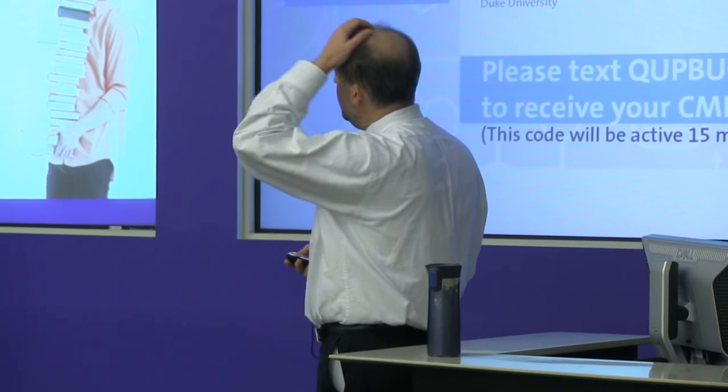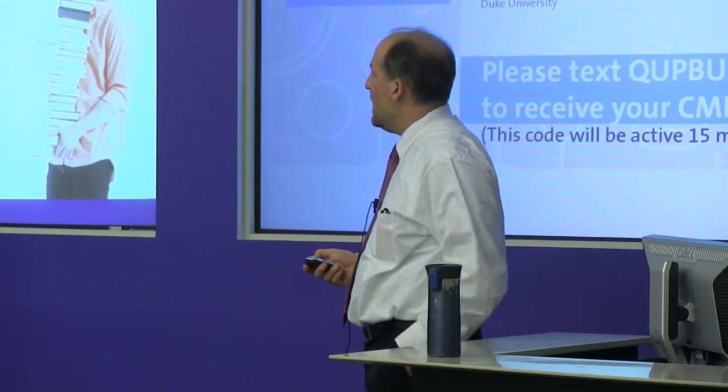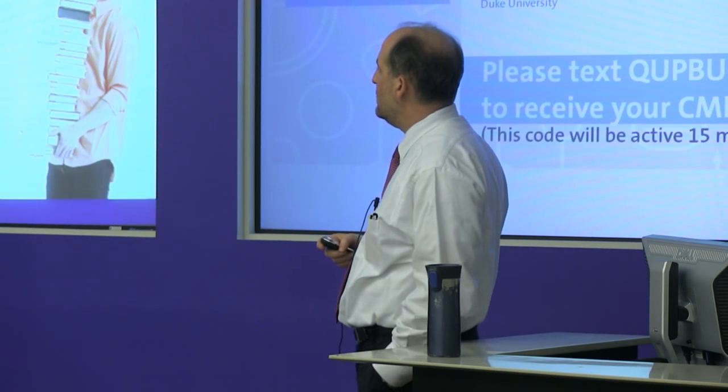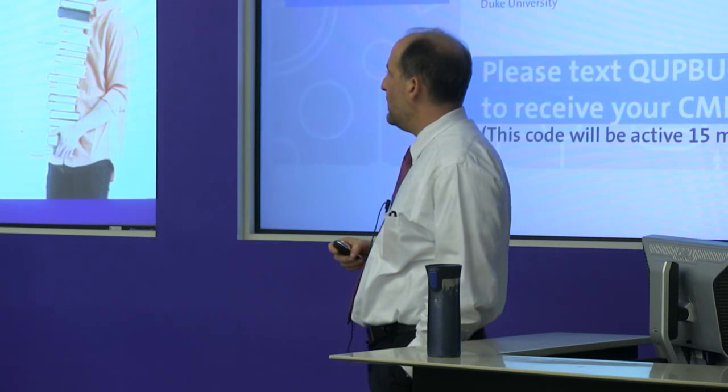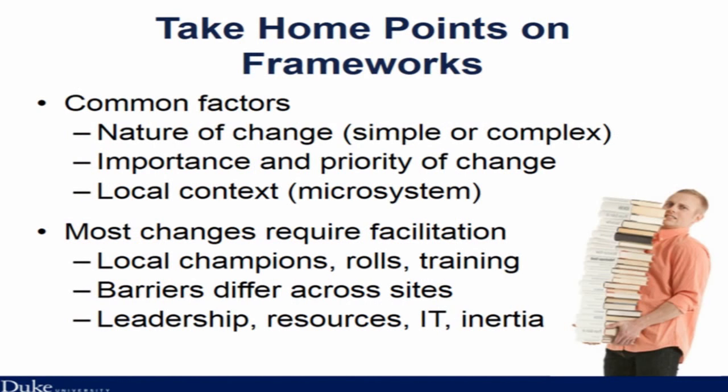So some of the take-home messages: understanding what the common factors are. Some of them are going to be simple, some are complex. Understanding what is the importance and what aspects of change we are thinking about. Most change requires facilitation, so thinking about who those local champions are, what the training is. There will always be barriers, so understanding what those are, and those are going to vary based upon sites. And then also thinking about the leadership, resources, IT, and inertia.